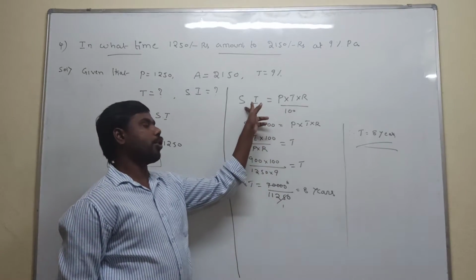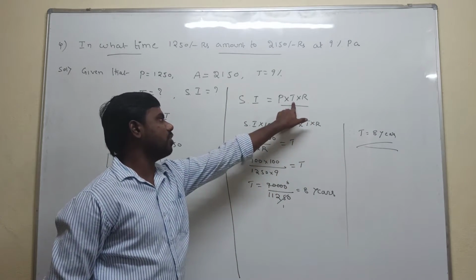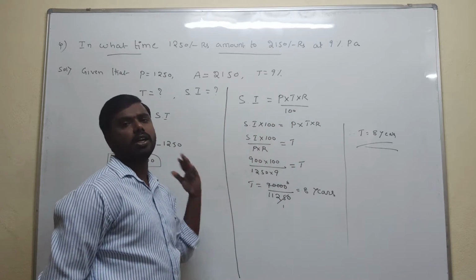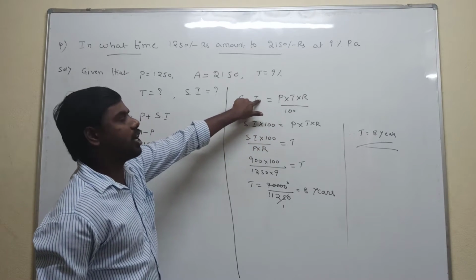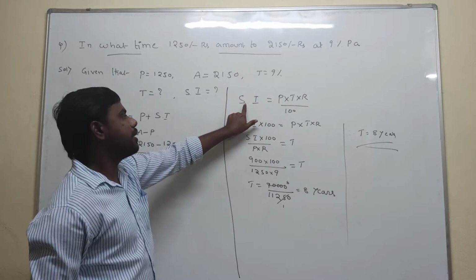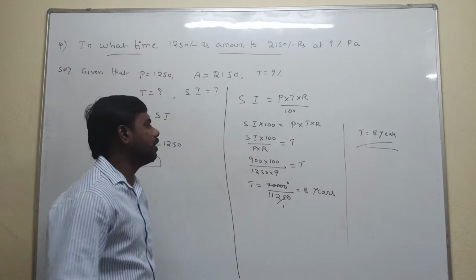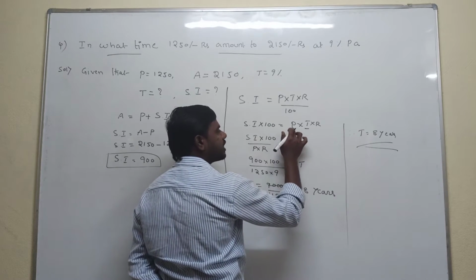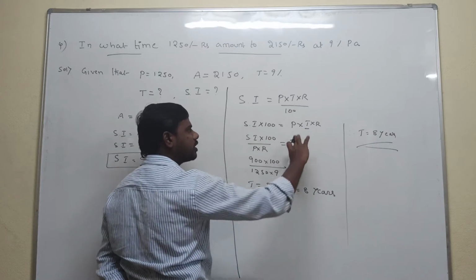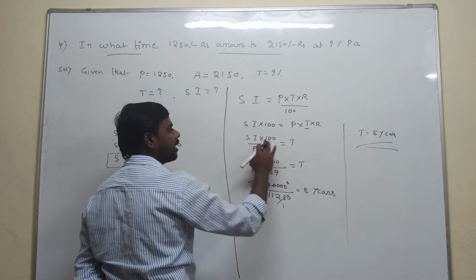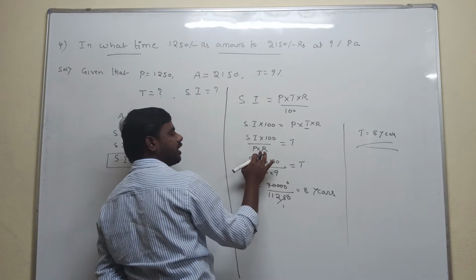Next we apply the simple interest formula PTR by 100, only to calculate the T value. One by one, what is on the left hand side: 100 cross multiplied with the LHS numerator. That's why simple interest into 100 is equal to PTR. Only we need to calculate the T value. What is the extra value? P and R. Both sides are divided by PR. PR is sent to the left hand side denominator: P into R.